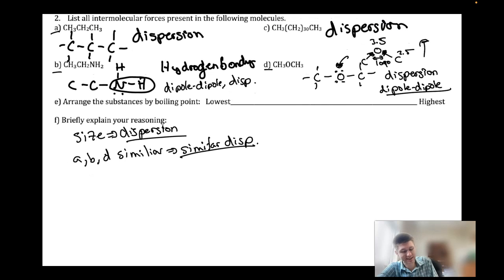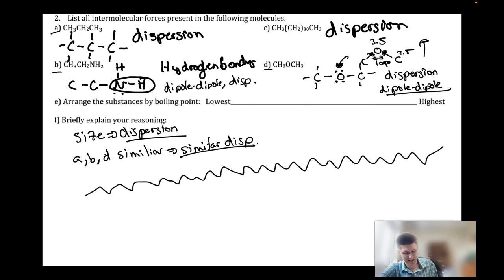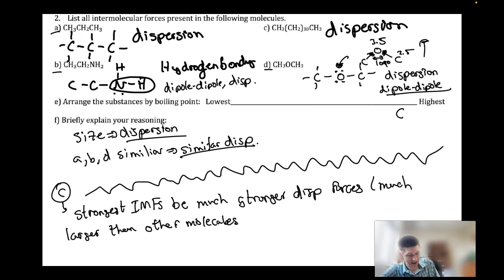But in contrast, C here is very hard to write out because there are 30 CH2 groups in the middle, but if I just keep writing out lots of squiggles there, it's a much, much larger molecule. And so C is just going to have the strongest IMFs because it has very strong dispersion forces. So that will put C at the highest boiling point over here.